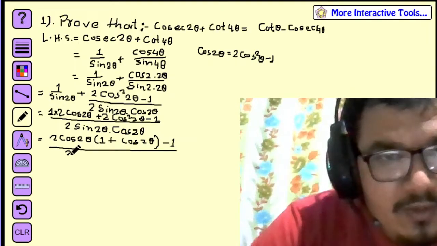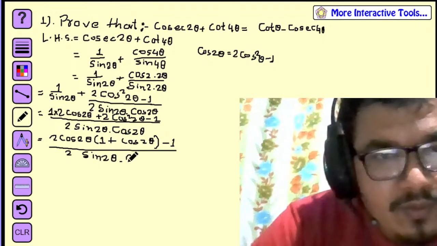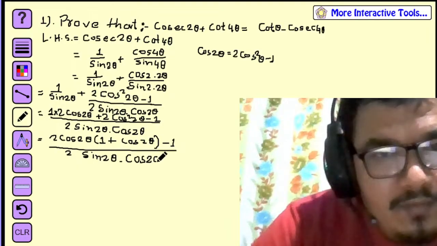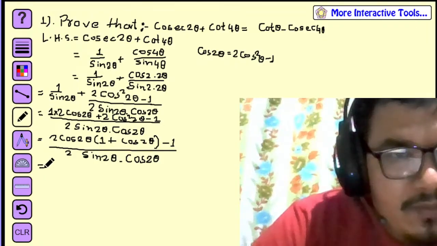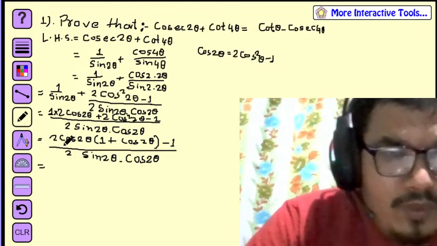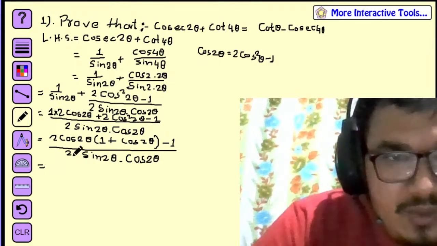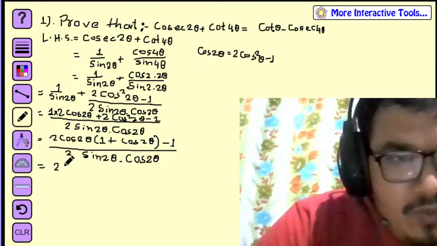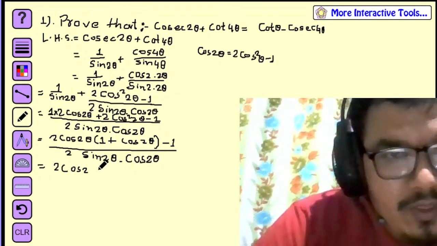Then write this denominator the same: 2 sine 2 theta into cos 2 theta, like this. After this, look here, students. Now we know that, look here, how to cancel this one. We know this side 2 cos 2 theta, the same 2 cos 2 theta.